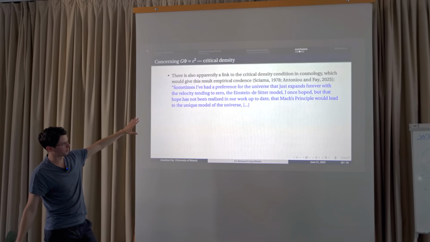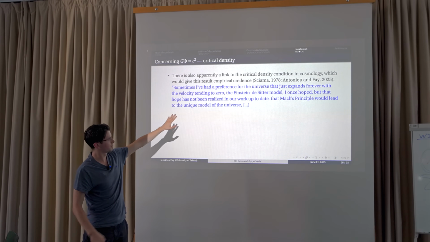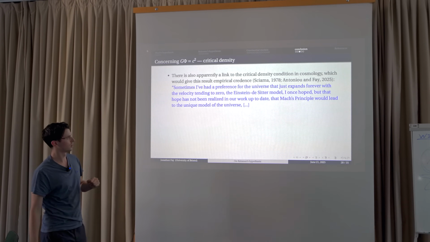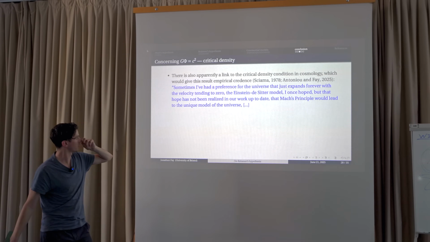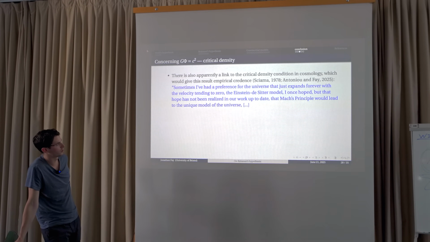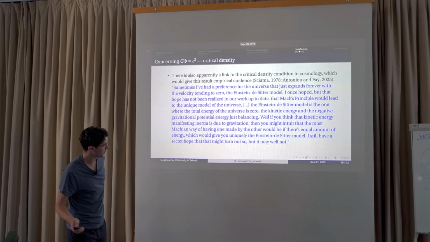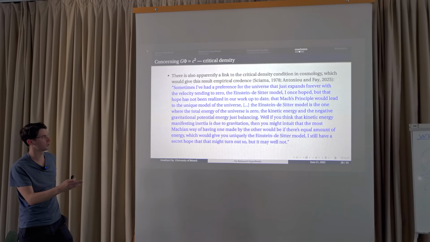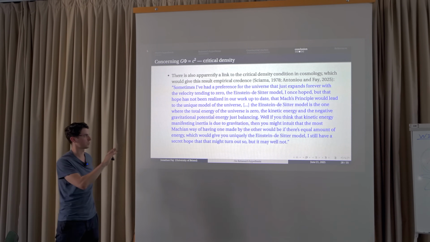And then, but he still, as we'll see, hopes that this kind of result pans out. So I once hoped that, and that hope has not been realized in the work up to date, that Mach's principle would lead to the unique model of the universe. The Einstein-de Sitter model is the one where the total energy of the universe is zero, the kinetic energy and the negative gravitational potential just balancing.